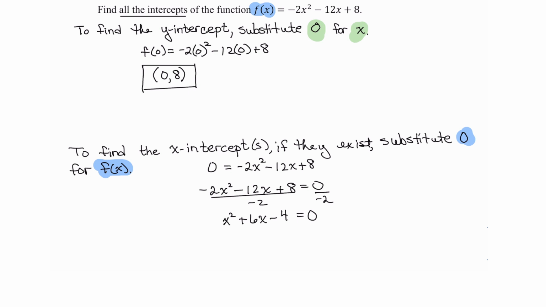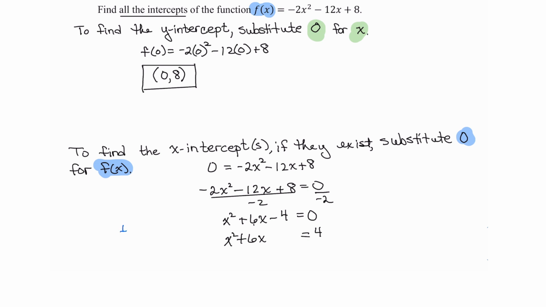Now this isn't factorable over the integers because there's no factors of negative 4 that add to get positive 6. So what we're going to do is use completing the square. And I'm picking completing the square because my lead coefficient is positive and my middle coefficient is even. So remember, to complete the square, we want the variable terms on one side set equal to the constant on the other. And then we figure what we need to complete the square.